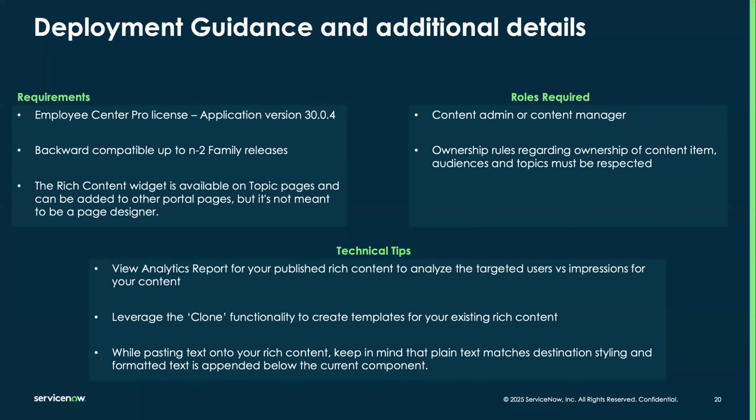You can also leverage the clone functionality to create a template for your existing rich content. So in case you would want to bulk publish some of the rich content, you can just go ahead and clone the existing rich content, make your changes, and then add a new publishing plan that essentially acts like a template.